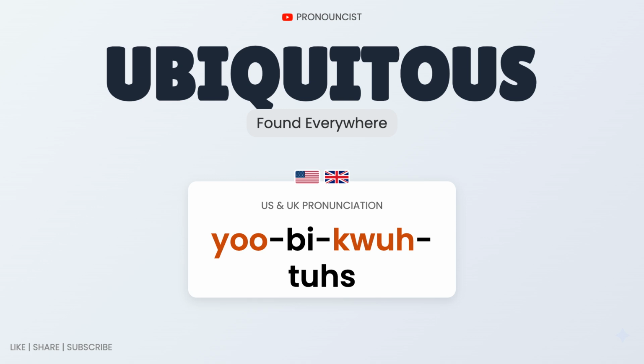Ubiquitous. Stress b, keep qu soft, and finish with tus. Ubiquitous. Practice repeatedly and you'll soon be able to say this word perfectly. The best way to practice is to repeat the syllable multiple times.